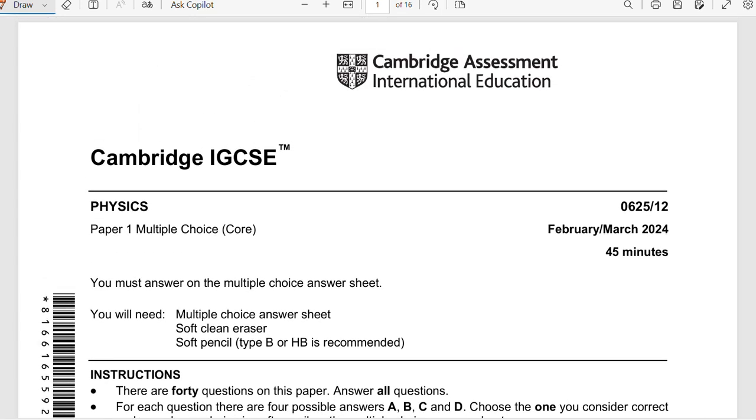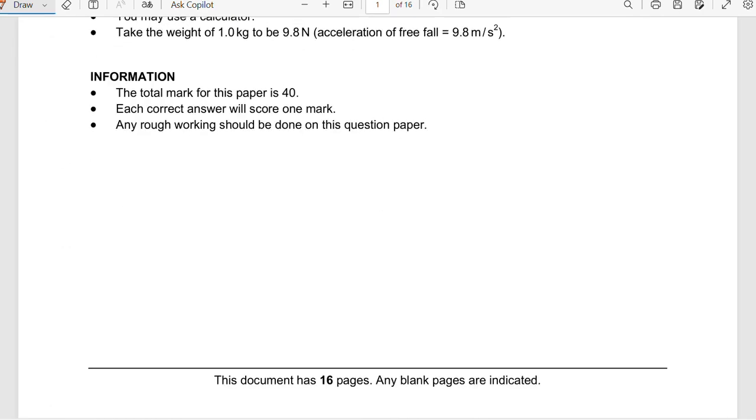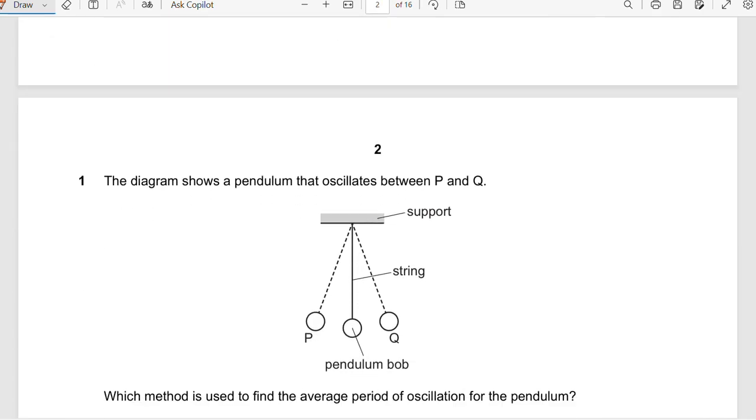This is part one of solving paper one multiple choice core number 12 February March 2024. Okay, in this part we are going to solve 10 questions and then we'll complete in the other parts.